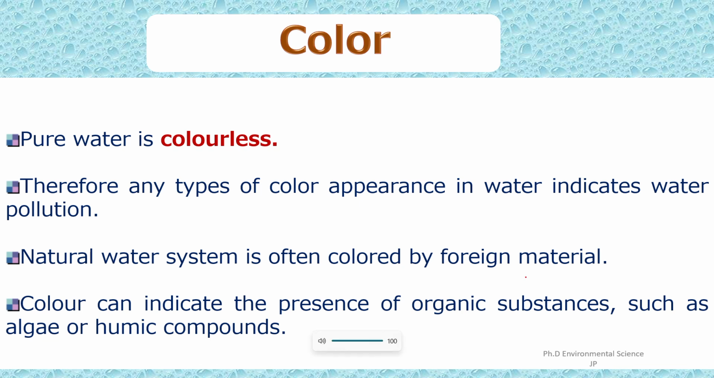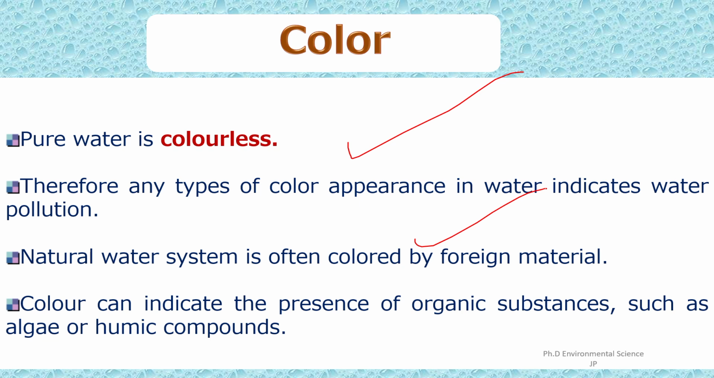Color. Pure water is indeed colorless in its natural state. This means that any visible color in water typically indicates the presence of substances that are not naturally part of pure water. When we observe any sort of color in water, it often serves as a visual indicator of water pollution. Pollution can introduce various substances into water bodies, altering their natural color.